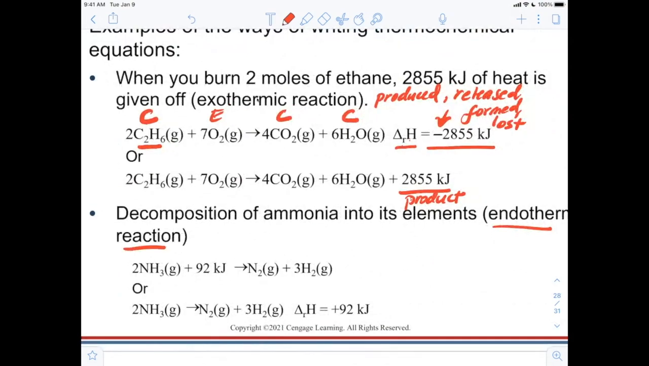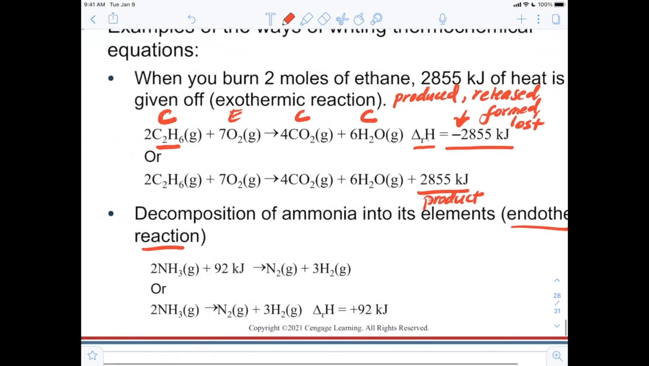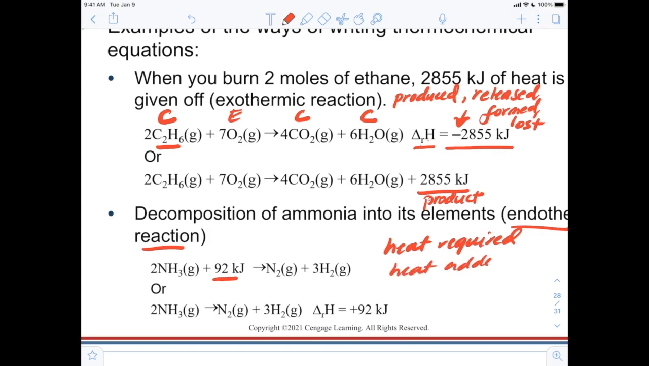Opposite is true. In this scenario here, our endothermic, the heat is coming into the system, so it's on the reactant side. Words such as heat required implies the reaction is not taking place until heat is applied, or heat added, or heated.